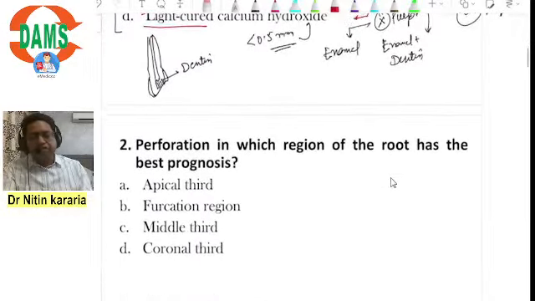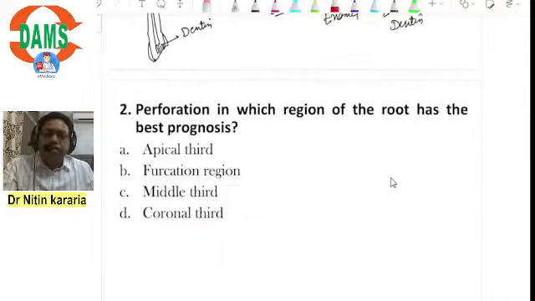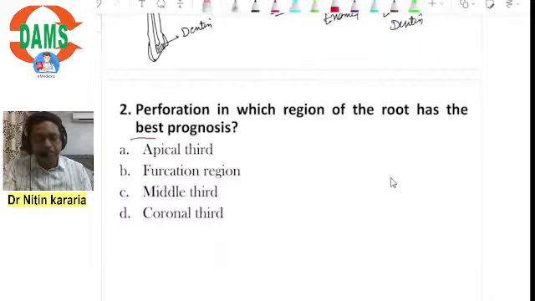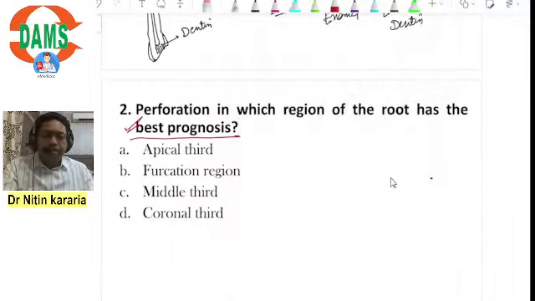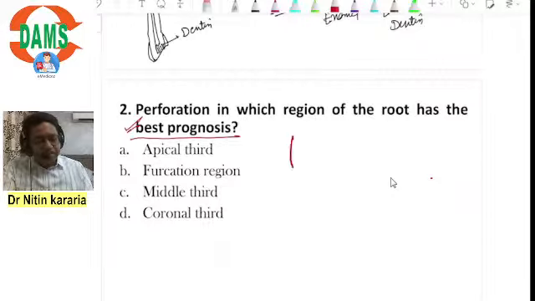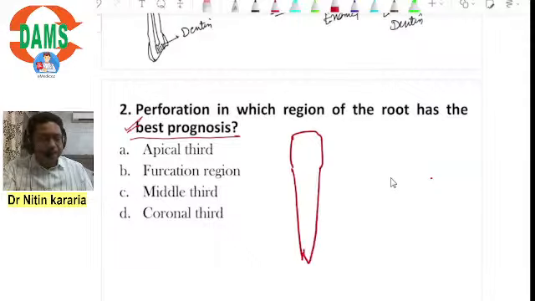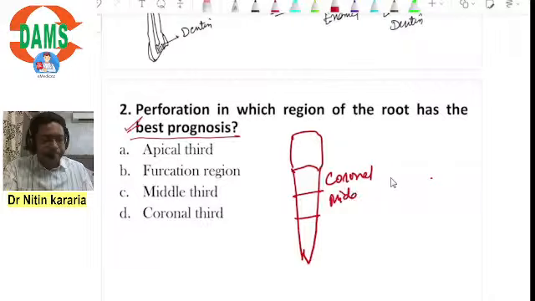Coming over to the next question, the perforation in which region of the root has the best prognosis? Now it is asking about prognosis. Perforation in which region has the best prognosis? We all know that if this is the root of a tooth, it can be divided into coronal, middle and apical 1/3. This is the coronal, this is the middle 1/3, and this is the apical 1/3.